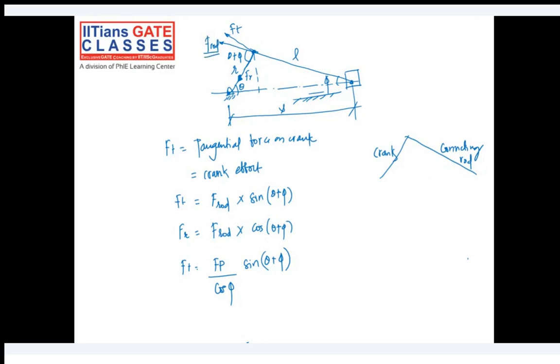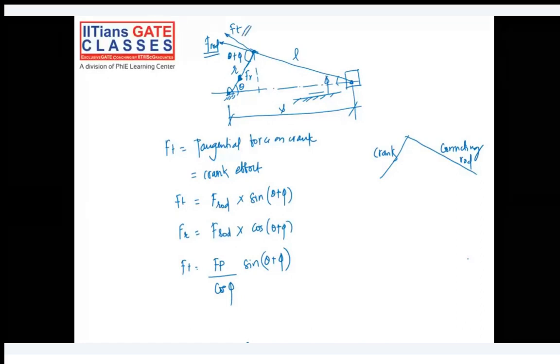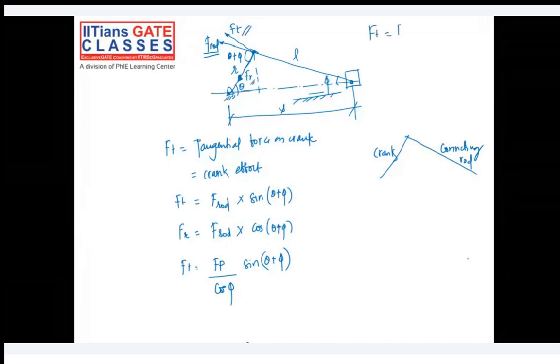And theta plus phi is the angle between this F rod and the crank. So I can say that there will be two components of this F rod which will be generated. Those are Ft and Fr. Do you agree? Can I write Ft is equal to F rod sine of theta plus phi, and Fr, that is the radial force, will be F rod cos of theta plus phi. So these are the radial and tangential forces that will be acting on the crank. Is it clear till this?